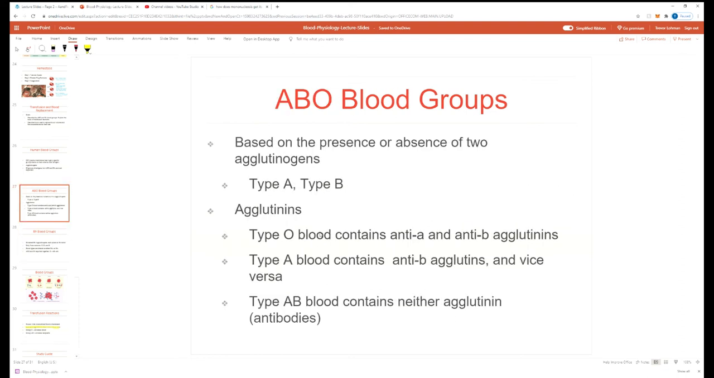Okay, so it's all here. Type O blood, it's already written down. I just told you to write it down, it's already written down, I'm sorry. Type O blood contains anti-A and anti-B antibodies. Type A blood contains anti-B antibodies and vice versa. Type AB blood contains neither.